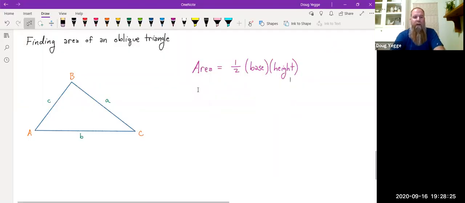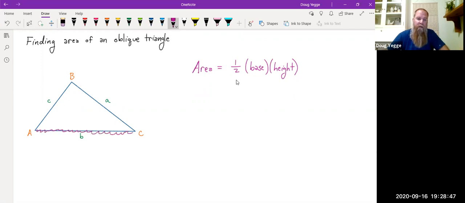In addition to finding missing sides and missing angles within an oblique triangle, we're also able to find the area of an oblique triangle, except that we've got a slight issue, because if you take a look at the formula for the area of a triangle, it's 1/2 the base times the height. Now, if we're given a base, that would be great. The problem is we're not going to have the height typically for an oblique triangle.